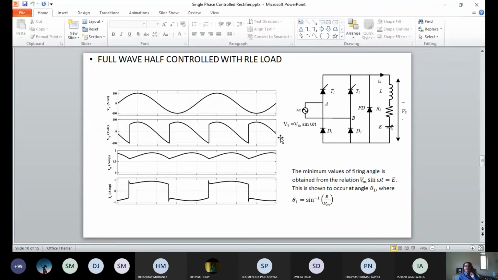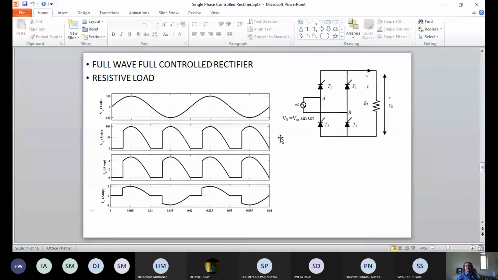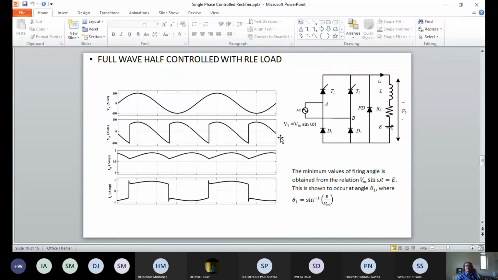For the half wave rectifier, I have taught you RLE load? No, sir. Okay, then I missed that one. So this much is fine today. RLE load I will teach you in the half wave rectifier.